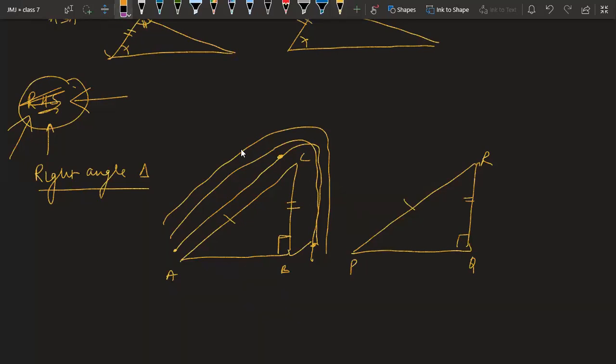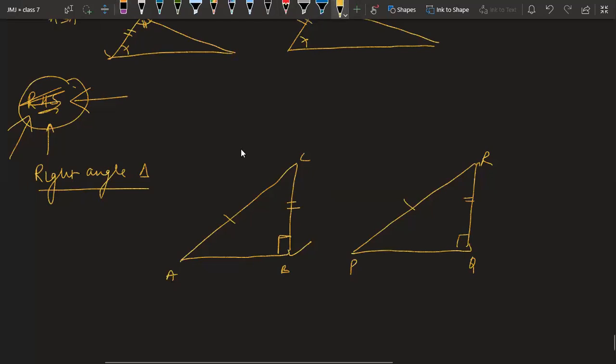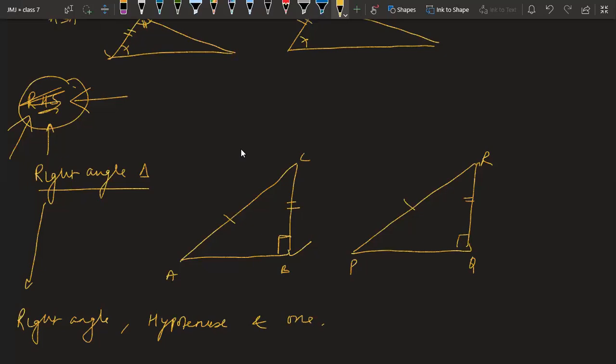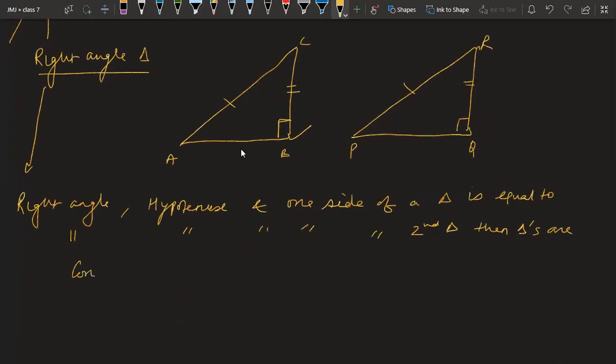Let us see what it means. It says if the right angle, comma, hypotenuse and one side of a triangle are equal to the right angle, hypotenuse and one side of the second triangle, then the triangles are congruent by RHS criteria.